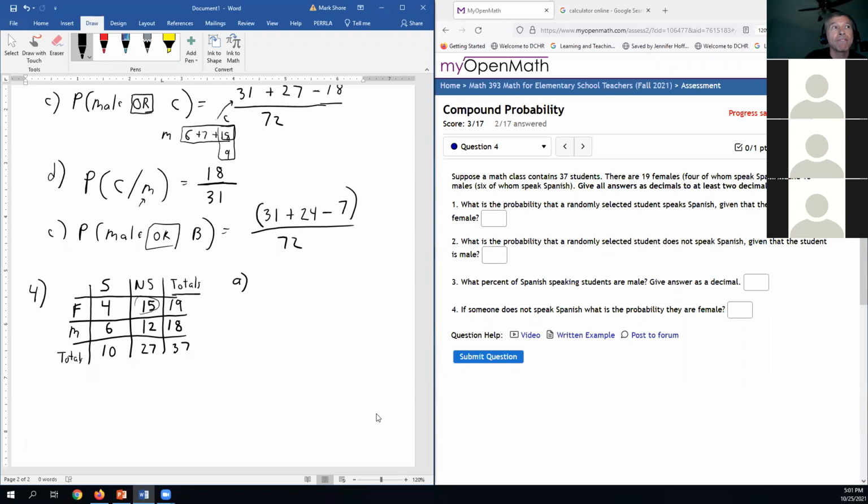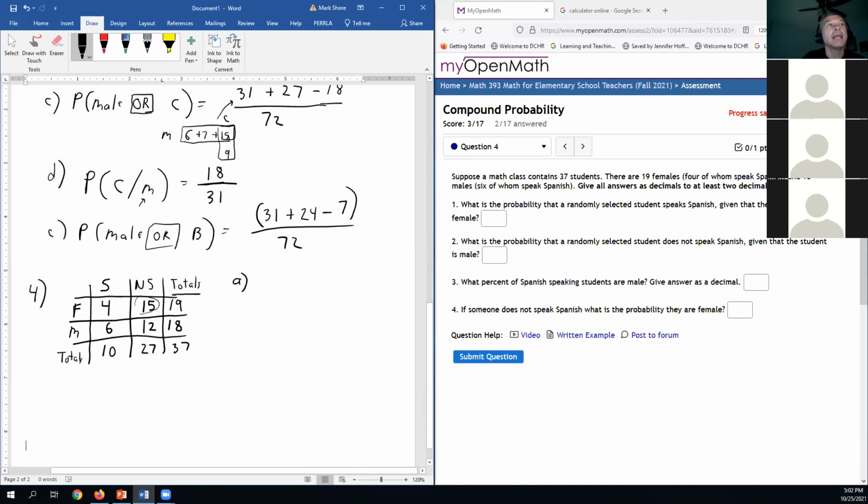Where did you get the 15 from? 19 minus 4. Okay. Right there. There was 19 total, 4 spoke Spanish. Right here, there were 19 females, 4 spoke Spanish. They didn't tell you how many didn't. Okay, I didn't read that right.